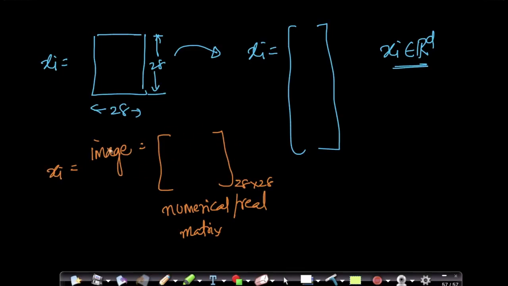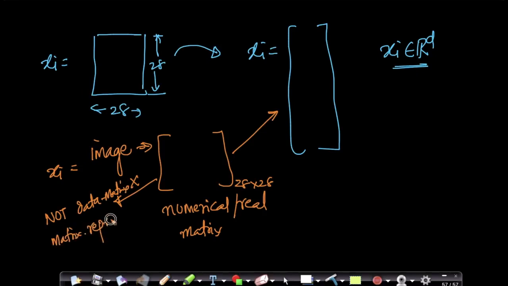Now the question is, since I've converted an image into a matrix, how do I go to a data vector or a data point? This is not your data matrix X. This is just a matrix representation of your image. Now let's see how we can convert this matrix of pixels into a vector.